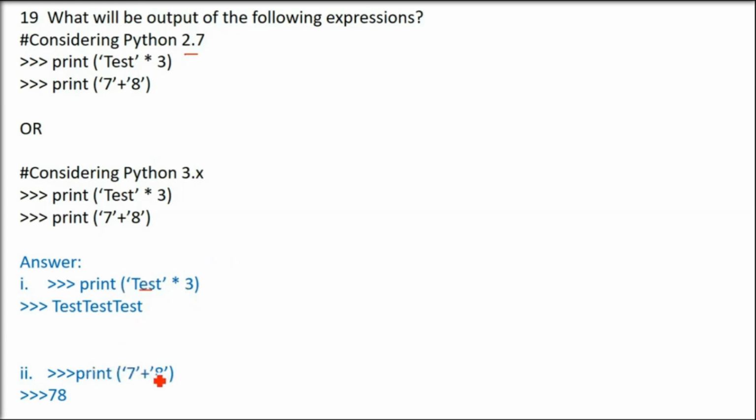Print 7 plus 8. Now 7 is a character. Single quotes means it's a character. You are not adding it as a number. 7 plus 8, if you add it as a number, it should come as 15. But we are not adding it. We are trying to concatenate it. Concatenate means to join. So 7 plus 8, concatenating the character or string, it will be 7, 8. It is not 78 also. Neither it will give 15, neither it is 78. It's 7, 8 as a character.